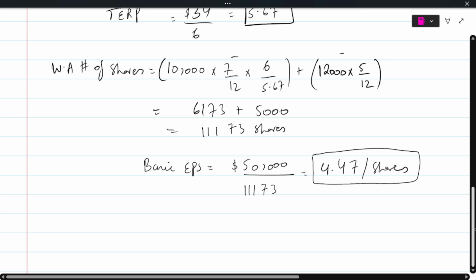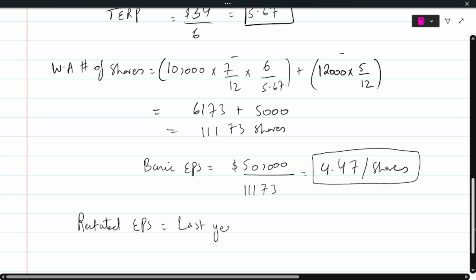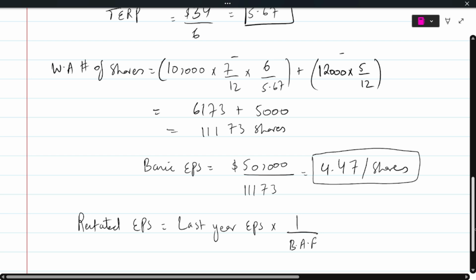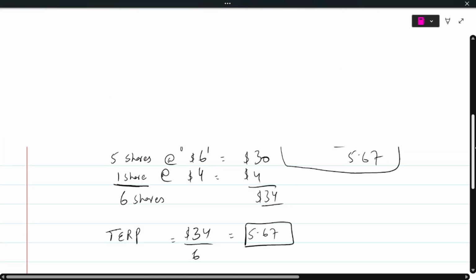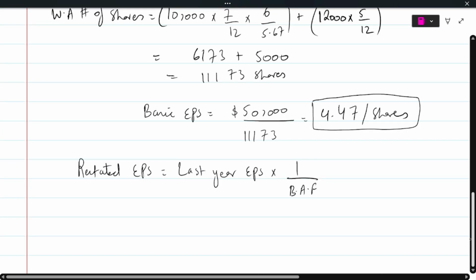Now, if for example they ask me to calculate the restated EPS, do you guys remember the restated EPS? The very last thing we discussed in lecture number 1, how to calculate the restated EPS. So it was that you take your last year EPS, right, and you times it by 1 over the bonus factor. Now bonus factor was in the case of bonus issue, but in the case of rights issue, it's going to be 1 over the bonus adjustment factor. Okay, so you have your bonus adjustment factor over here, 6 over 5.67. You're just going to divide it by 1 and times it by the last year EPS, whatever would be given to you in the question.